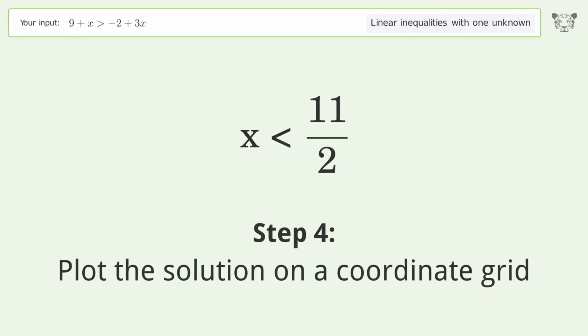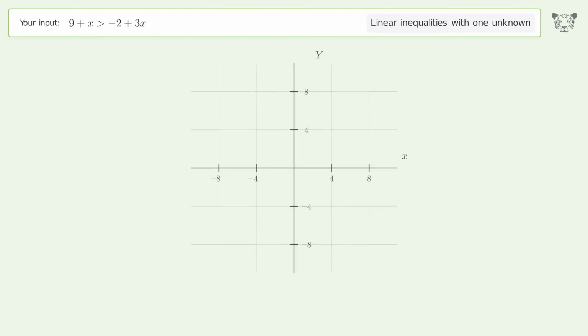Plot the solution on a coordinate grid. And so the final result is x smaller than 11 over 2 smaller than 51 over 2.